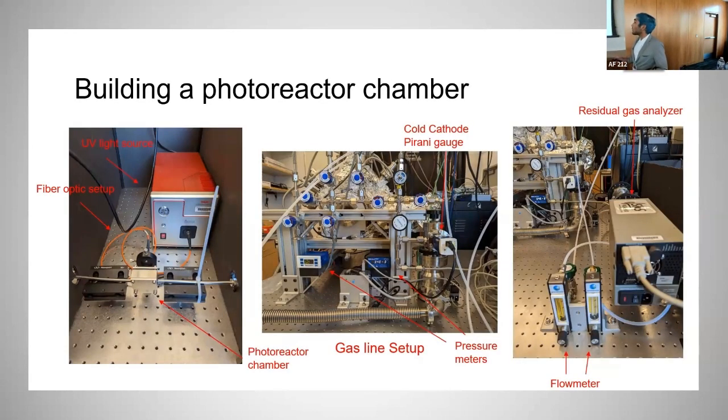So one of the main things I've been focusing on this semester is building a photoreactor chamber. This includes having our main reactor chamber over here, which allows us to deposit our samples. We have a fiber optic setup, which focuses our UV light source onto our nanoparticles so we can excite the surface and produce those excited electrons. We have a gas line system with gauges and pressure meters to moderate the amount of oxygen and CO that goes into our flow meters, which we can then use to control the actual flow and pressure of those gases.